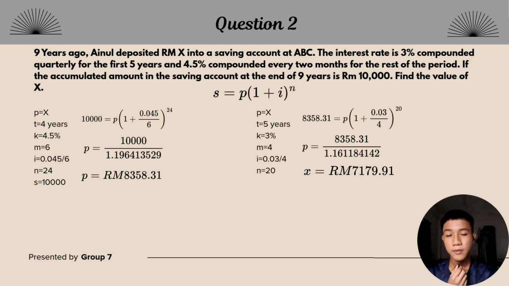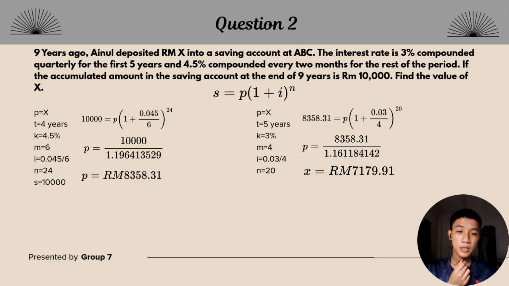So, let's use the stated formula to find the value of X. Let's first put the numbers that were stated into the formula, which is 10,000 ringgit equals P(1 + 0.045/6) to the power of 24, which will get us the first P of 10,000 ringgit over 1.1946413552, which will get us the first P of 8,358 ringgit and 31 cents.